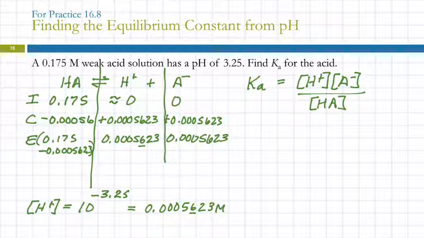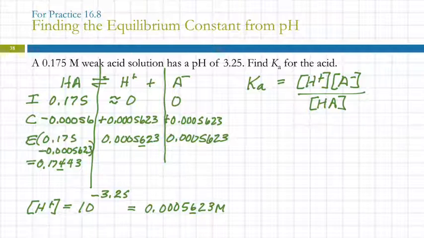Questions? So I can figure out what 0.175 minus 0.0005623 is equal to. 0.17443. I'm not being religious about my significant figures, but I'm using them as a guide to avoid having to write down a crap load of digits. So I've got values there, right?